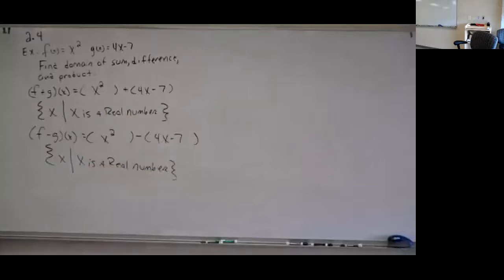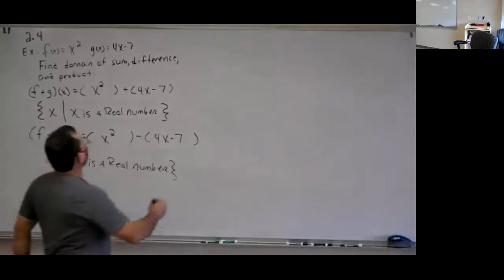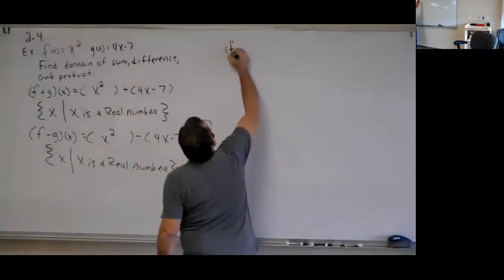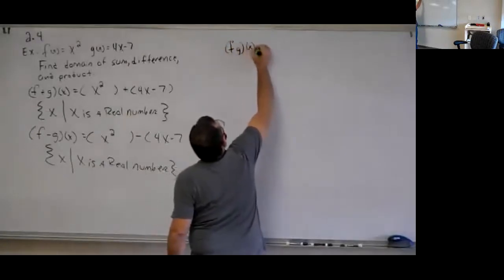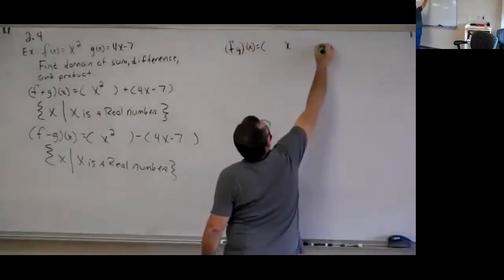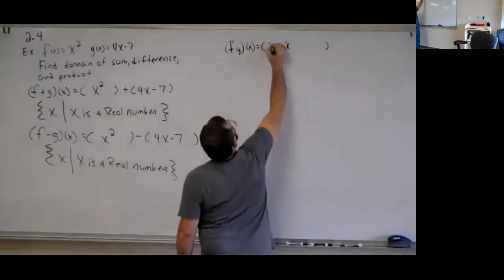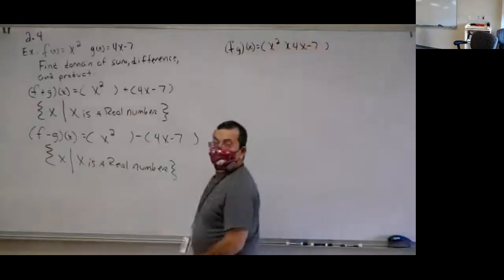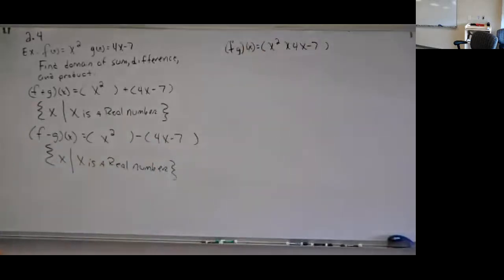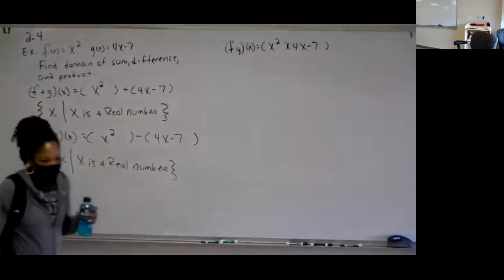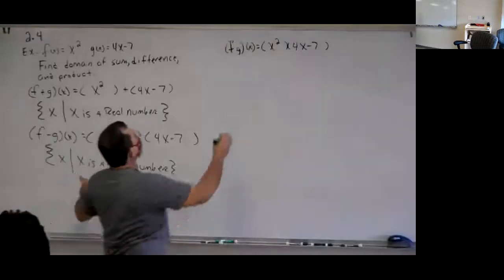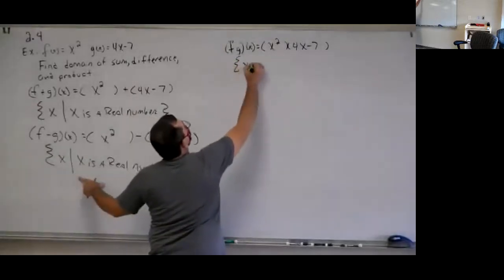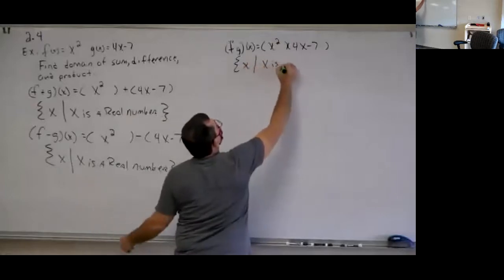And then I have the product, which would just be these being multiplied. So f times g of x, we got f of x times our g of x. So x squared times 4x minus 7. Well, once again, do I see any fractions? So nothing to worry about as far as fractions. So once again, my domain will be x such that x is a real number.